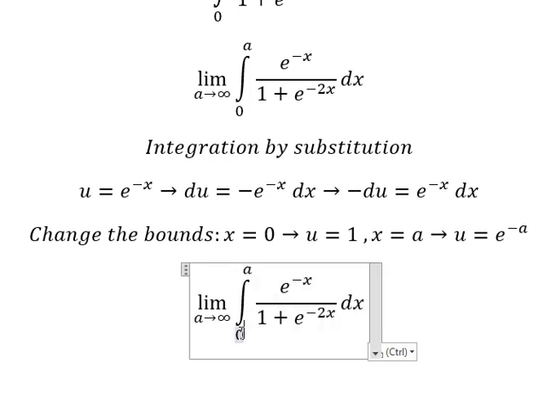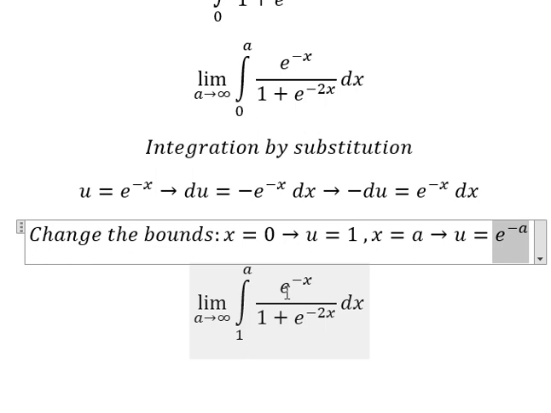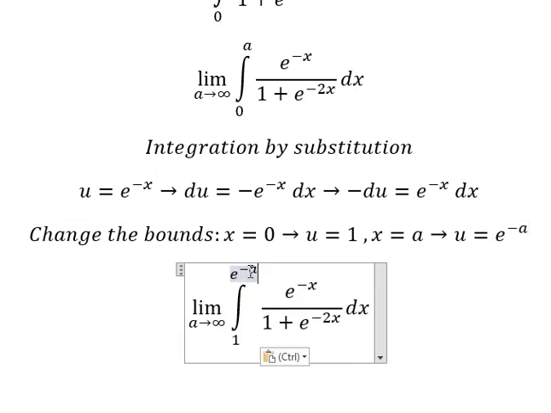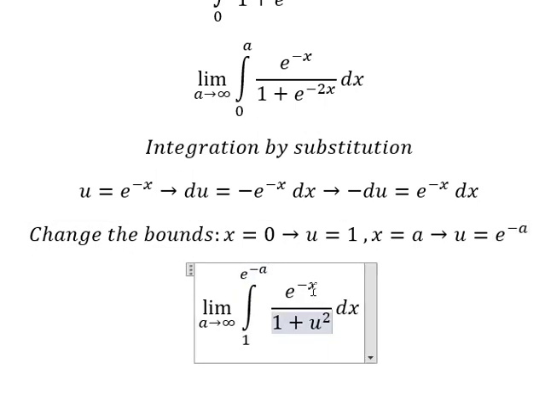So 0 we change to 1, b we change to this one. This one we change to u squared, e to the power of negative s, and ds we change to negative du.